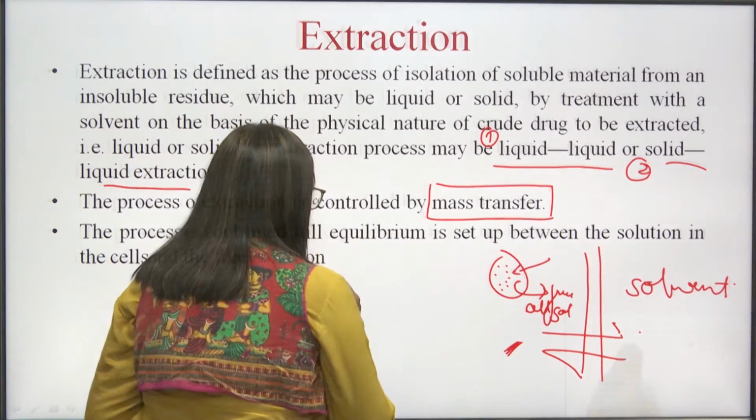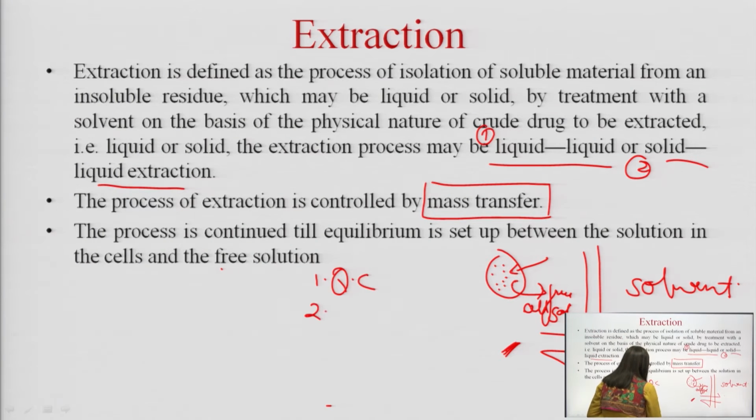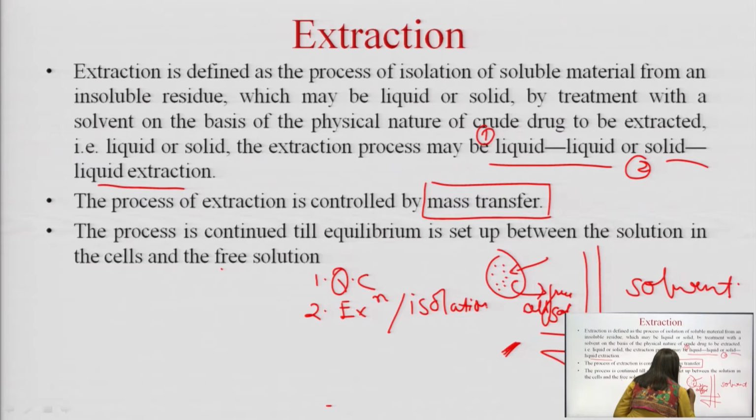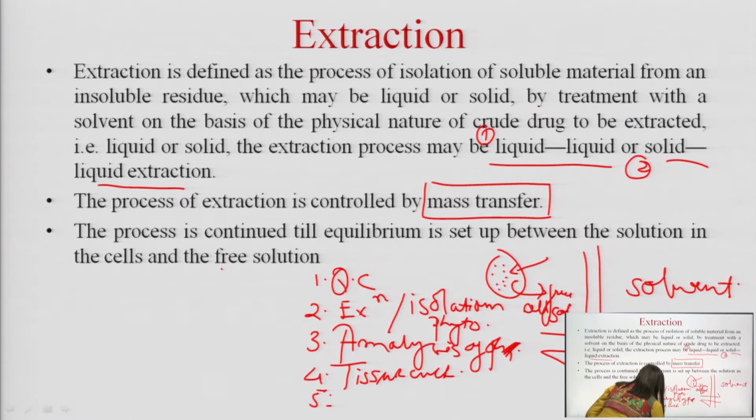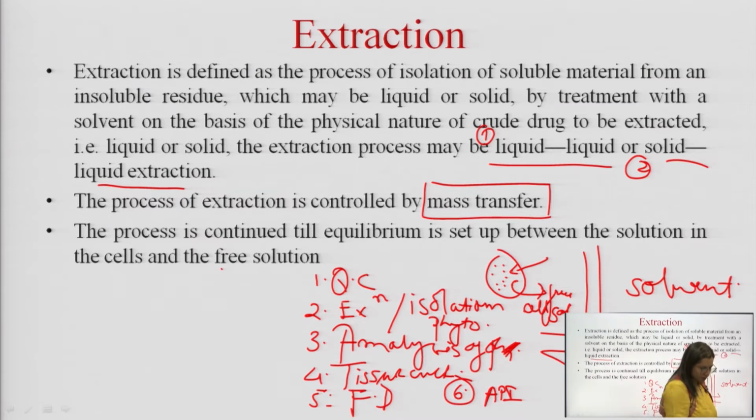Extraction has certain purposes which we can enlist as: number 1, quality control; number 2, extraction or isolation of phytoconstituents; then analysis of these phytoconstituents; fourth one, tissue culture; fifth one, formulation development; sixth one, particularly obtaining an API.